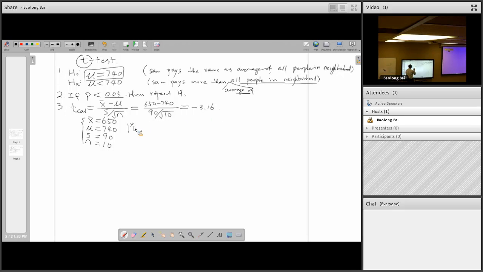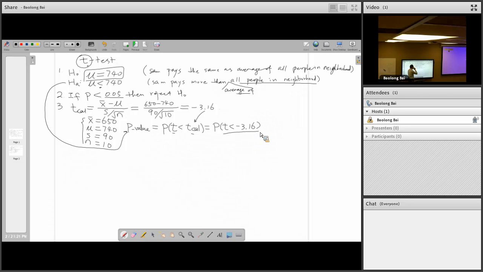Now we need to find the p-value. The p-value will depend on your alternative hypothesis, or the sign, right? We have a smaller than sign on the alternative hypothesis. The p-value will be the probability of t smaller than the calculated t. So realize this is a t-test. This should be a t event instead of a z event, right? So don't get confused. Then calculate the t, bring it in. That'll be the probability of t smaller than negative 3.16, right? Then this is a t event.